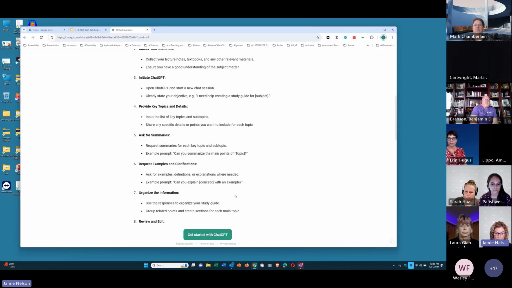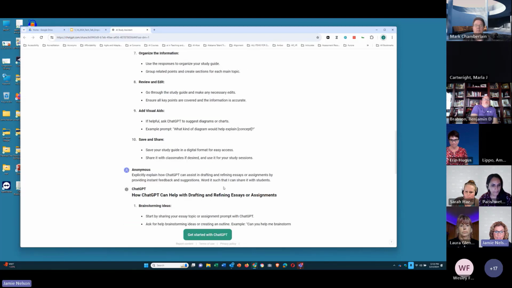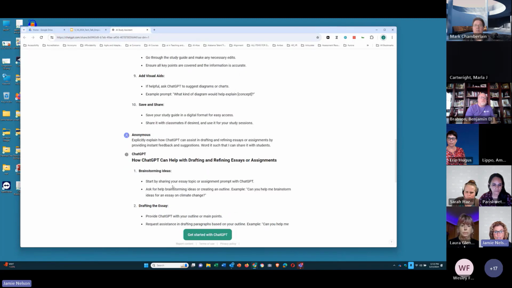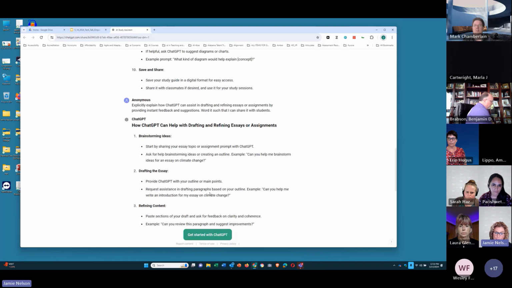personalized learning plan. Okay. Then I came down to the next one and I said, explicitly explain how ChatGPT can assist in drafting and refining essays. And so it's going to go through that with me. Start by sharing an essay topic or assignment prompt with ChatGPT. Provide ChatGPT with your outline or main points. Request assistance in drafting paragraphs.